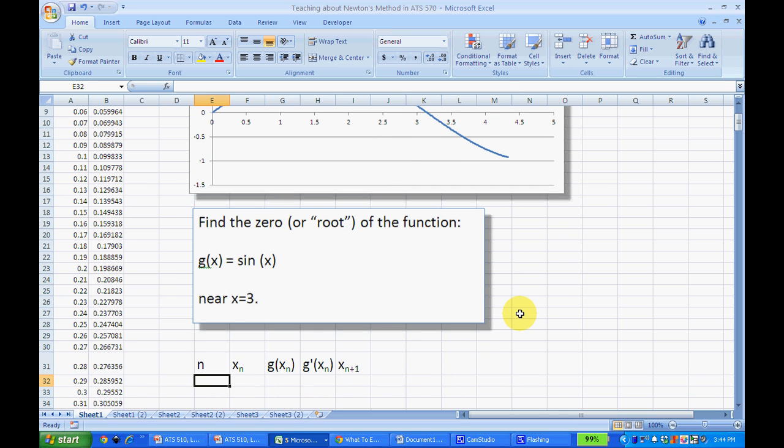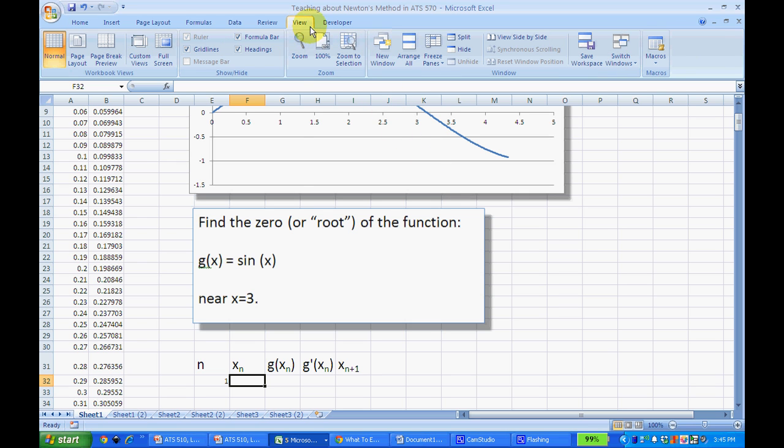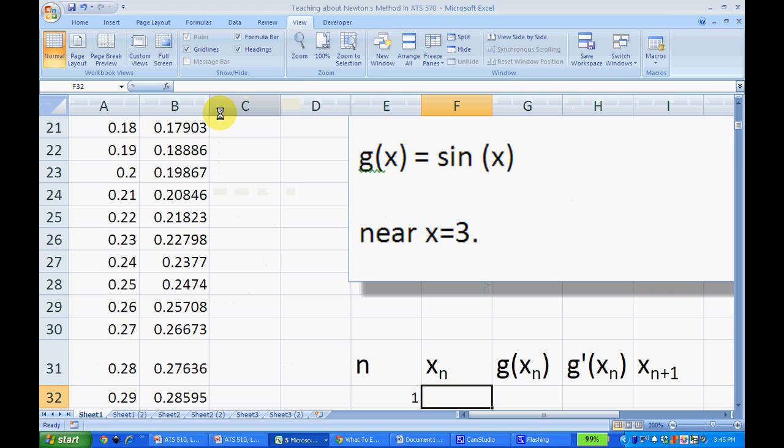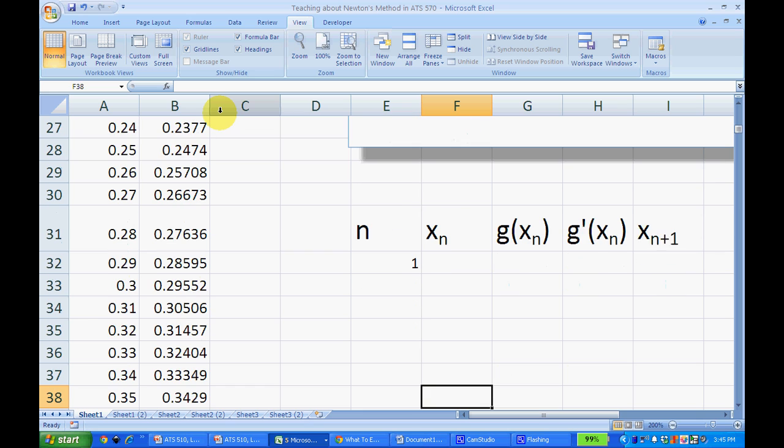I'm going to be making a little table here where, for example, on my n, my first guess is equal to 1. Is there a way to make this whole screen bigger for you? I don't think there is. Let's see here. View, zoom. Let's go 150, maybe even 200%. Why not? See if that helps. Okay, that might make it a little easier for you to read.